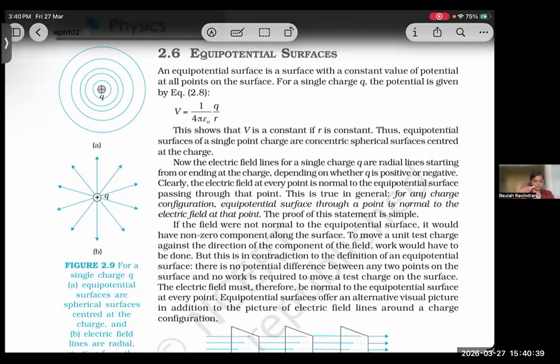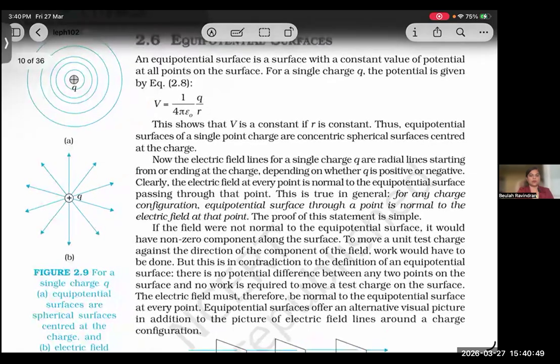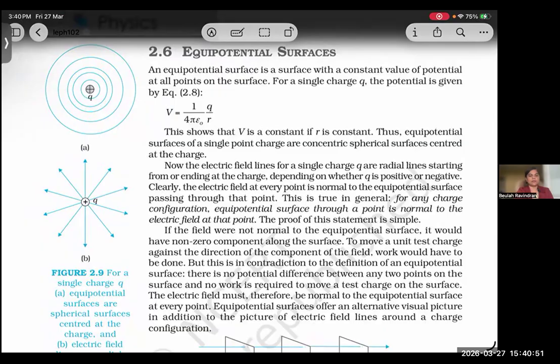Right now, we'll see that if a charge is moved over an equipotential surface, the amount of work done in moving the charge is zero. That is the case. For example, in your book, an equipotential surface is a constant value of potential. For the charge Q, the potential is given by this. Equipotential surfaces of a single point charge are concentric spherical surfaces centered at the charge, like this. So the potential is the same. It is inversely proportional to the radius.